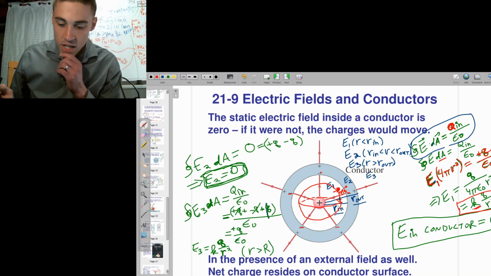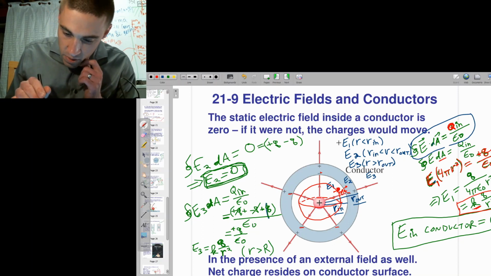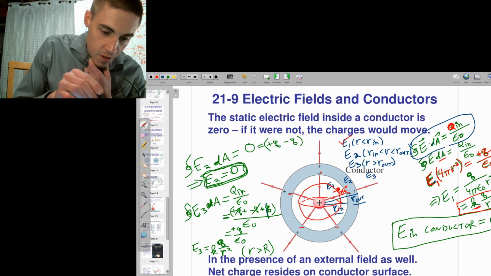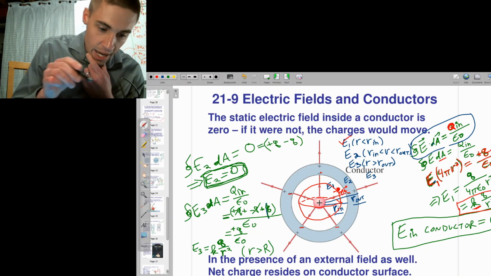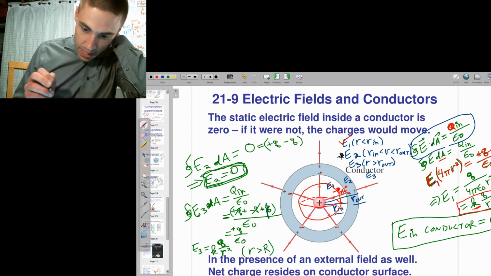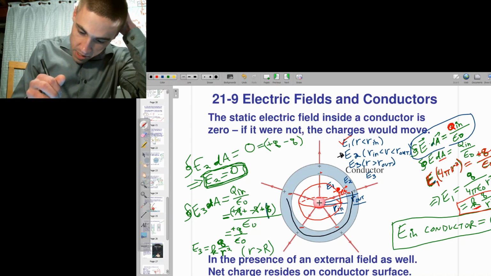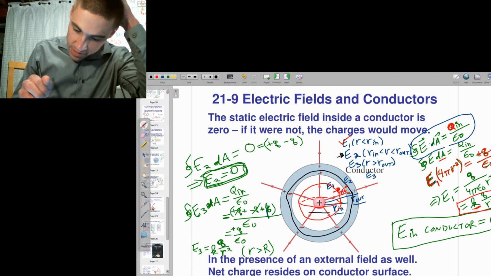Okay, so that's interesting. Now, let's go on to E2. We've gotten E1, and I was using red for that. I'm going to use black for E2. E2 calculations are going to be in black. For E2, I'm going to use a Gaussian surface that's inside of the conductive shell.